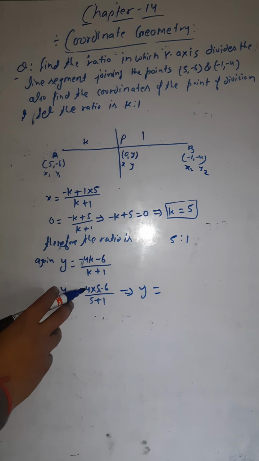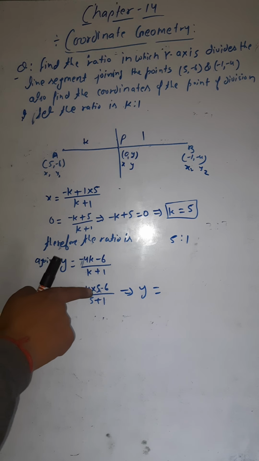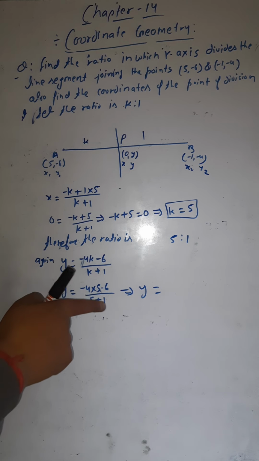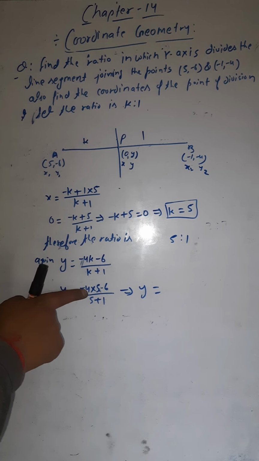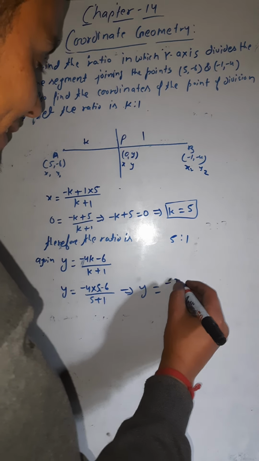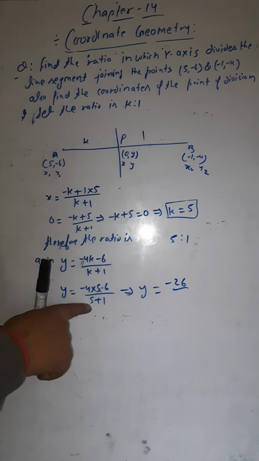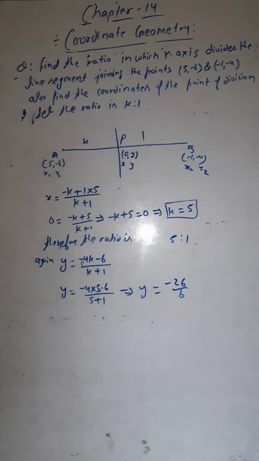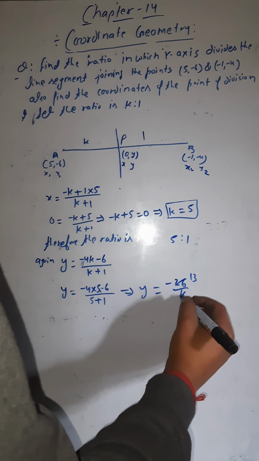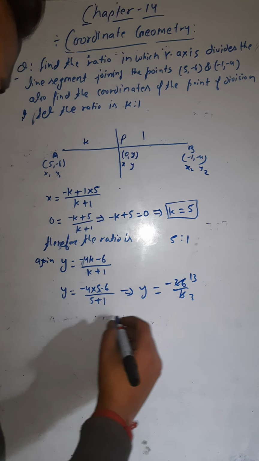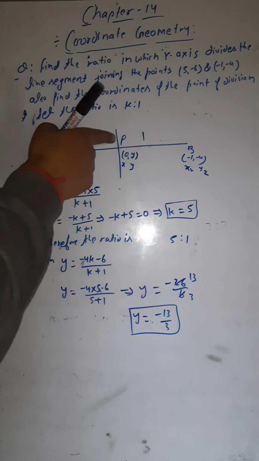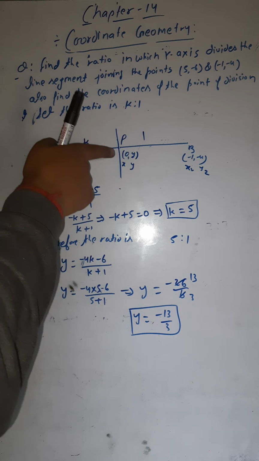So it would be how much? Minus 4. First you have to multiply here. Do not subtract it here. First you multiply, following the DMAS rule: divide, multiply, etc. So it would be minus 20, 4 5s are 20, and minus 20 minus 6 would be minus 26 divided by 5 plus 1, that is 6. You can cut it by 2, 13 times, and 2 3s are 6. So value of y is how much? Minus 13 by 3.